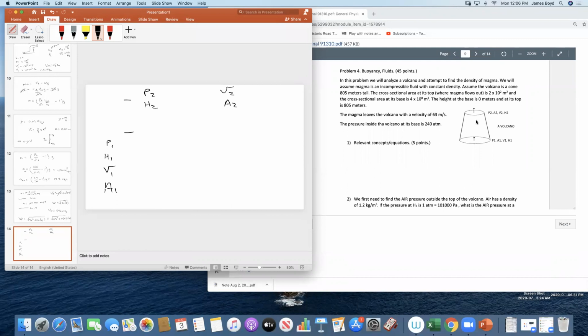Okay. So what are we given here? We're given that, oh, and maybe density. We're given that this thing is 850 meters tall. So if we assume at the bottom it's 0, this is 850 meters.